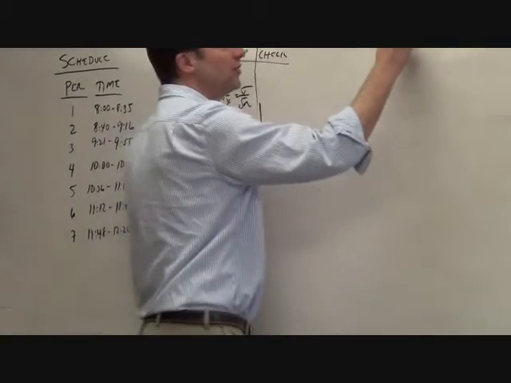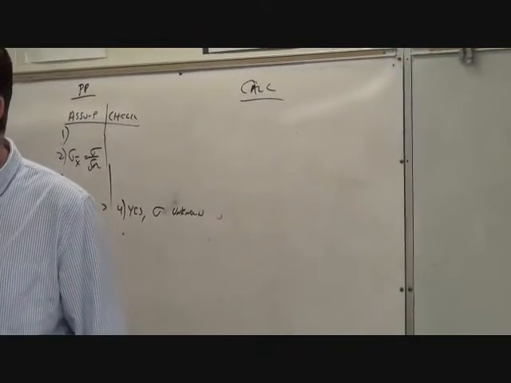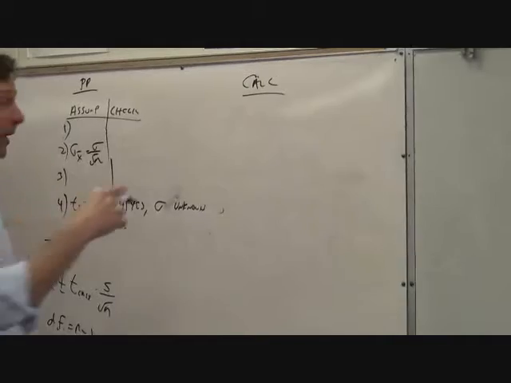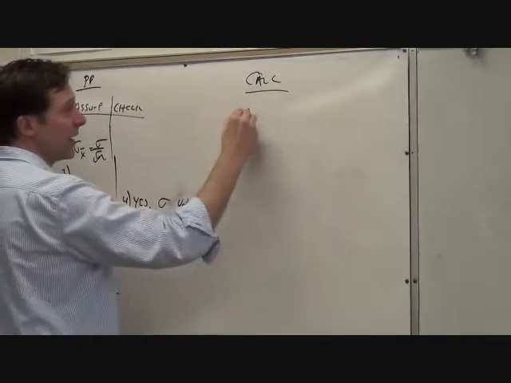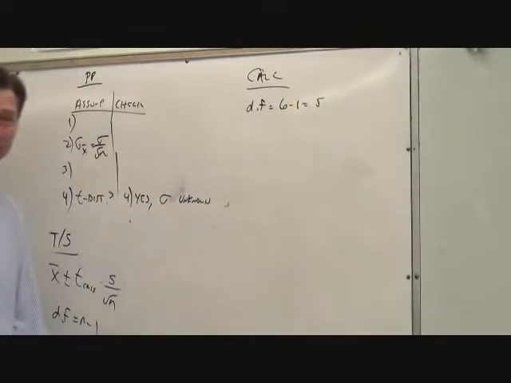All right, let's go to calculations. Do we draw a picture when we do a confidence interval? No, we're not going to worry about a picture. Let's plug in the numbers. So let's take care of degrees of freedom first. Degrees of freedom is equal to 6 minus 1, or 5.